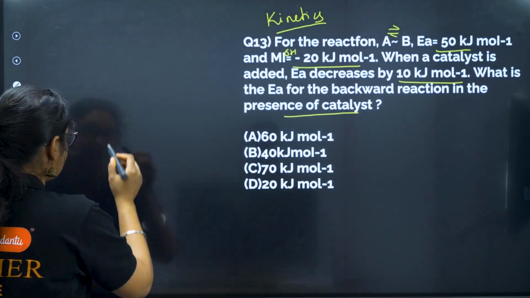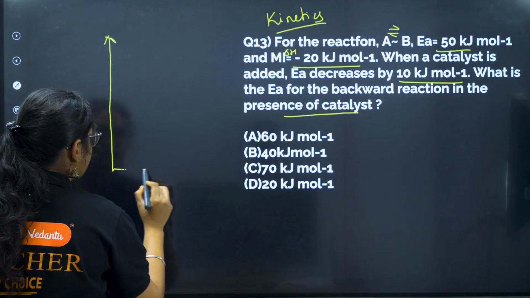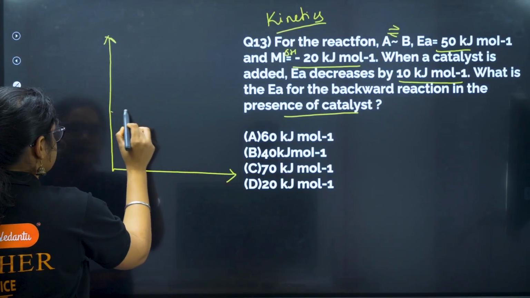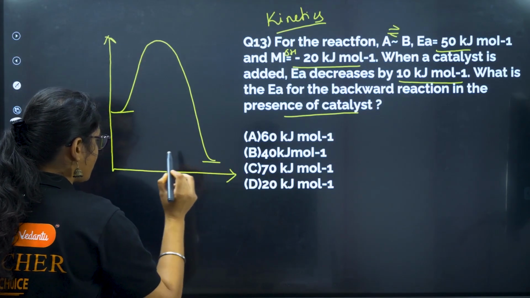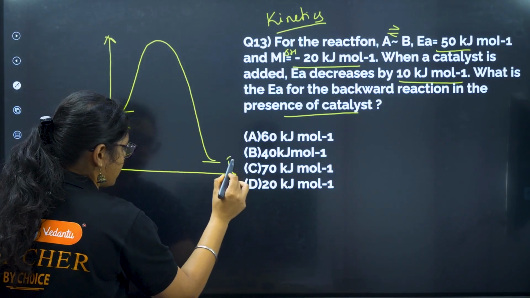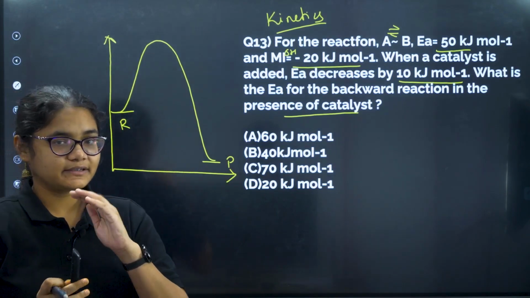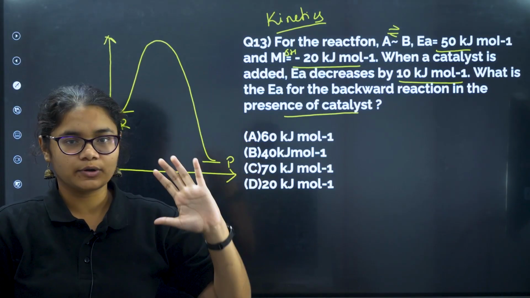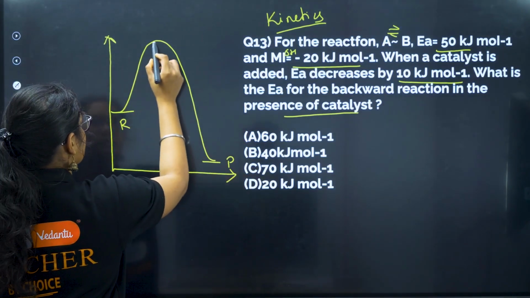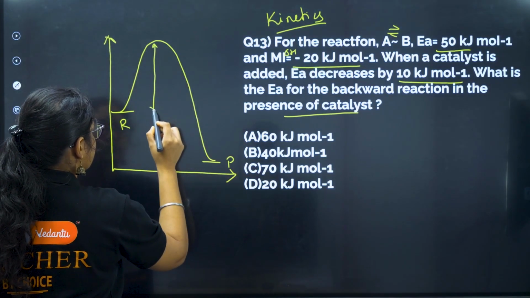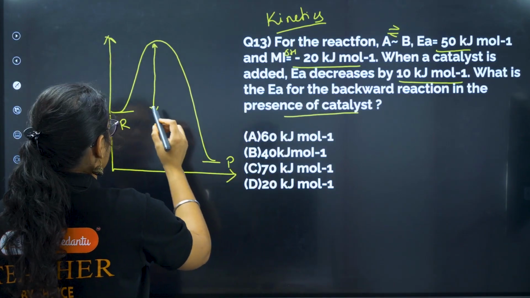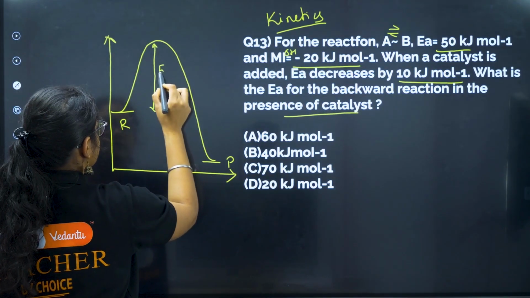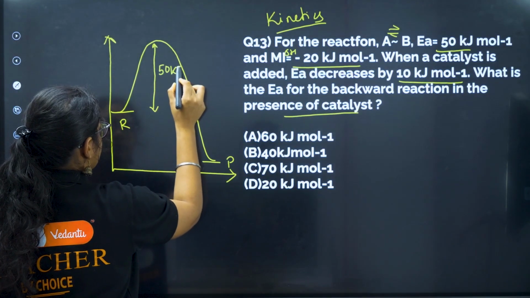So if you see here, we have this one. Okay, reactant to product. Okay, this is reactant and this is product. Now what happens, the activation energy is the energy between the reactant and the threshold energy. So what is this value? So this value which is there is your 50 kilojoule per mole. Okay, this value is 50 kilojoule per mole.